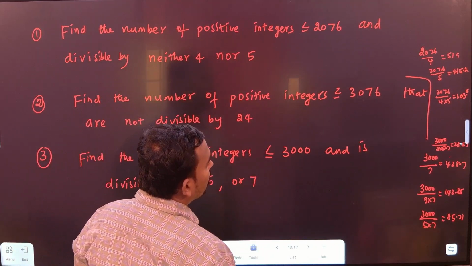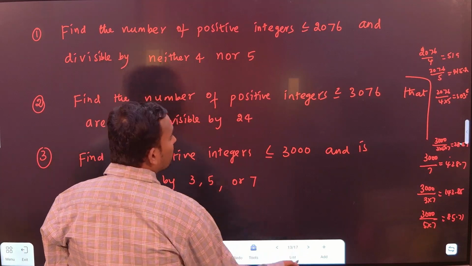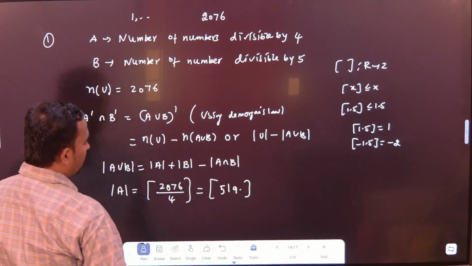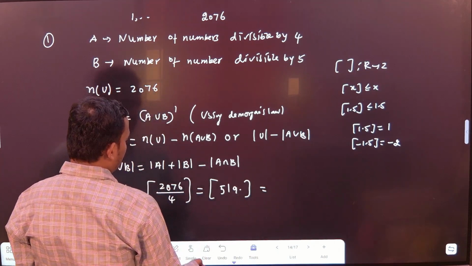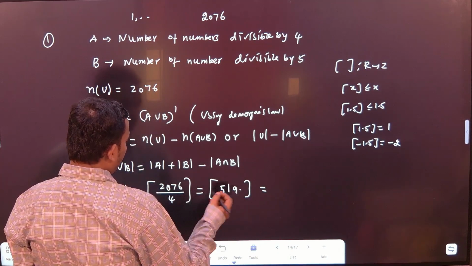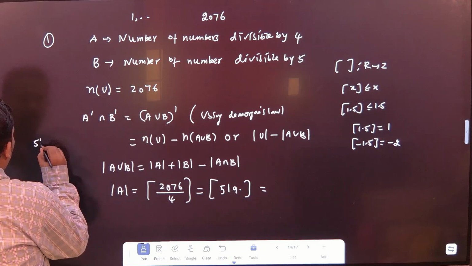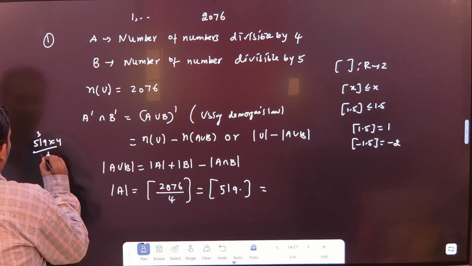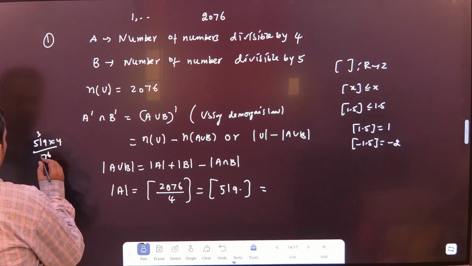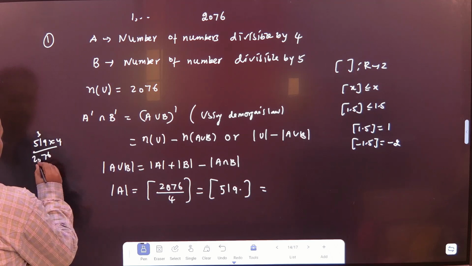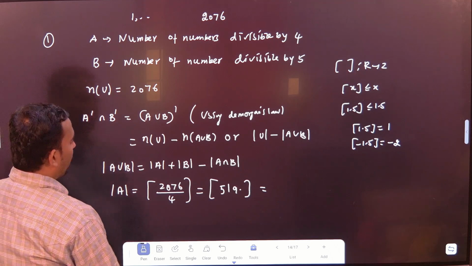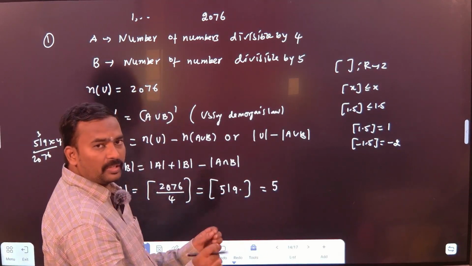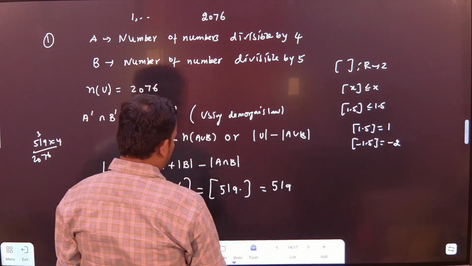519, right? So approximately 519 point something will come. So the greatest integer will be 519 only. You can multiply 519 by 4 and you get exactly 2076, right? Yes, good. Therefore, the greatest integer value is 519 only, right? Okay.